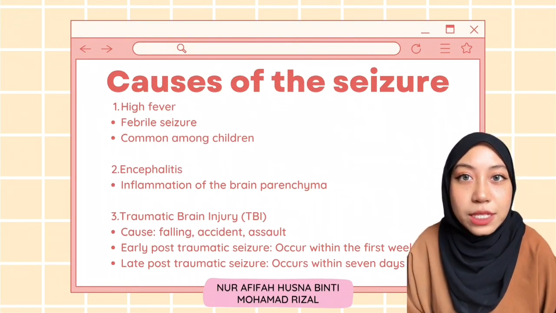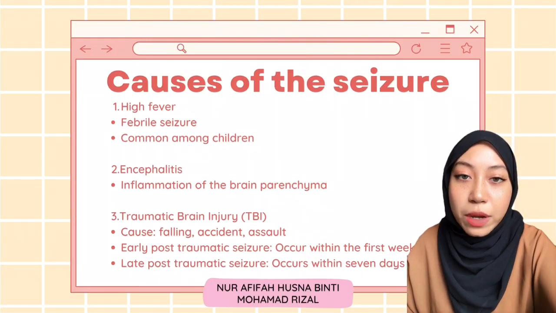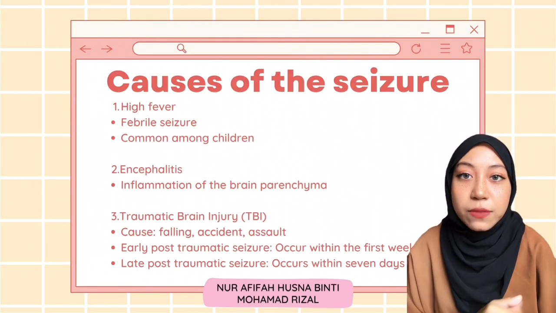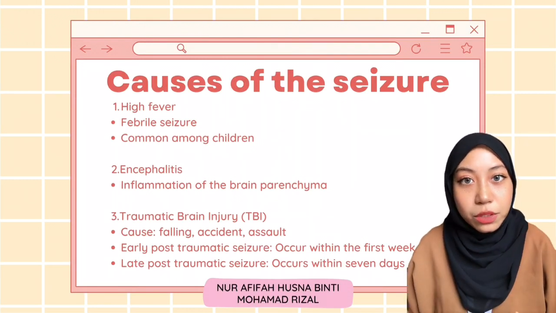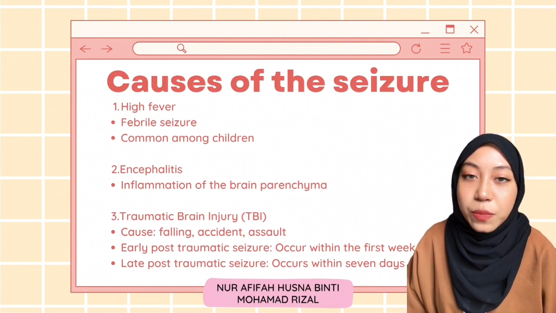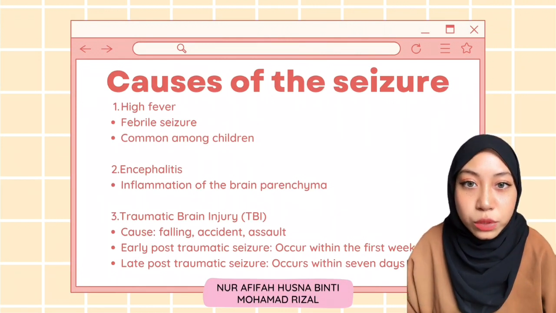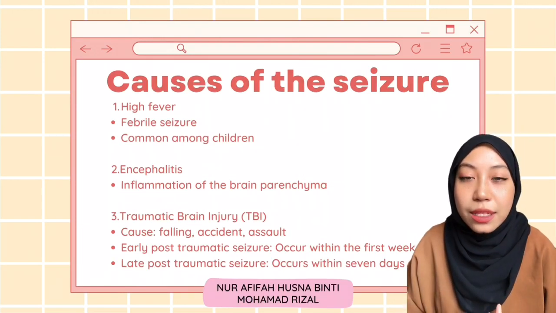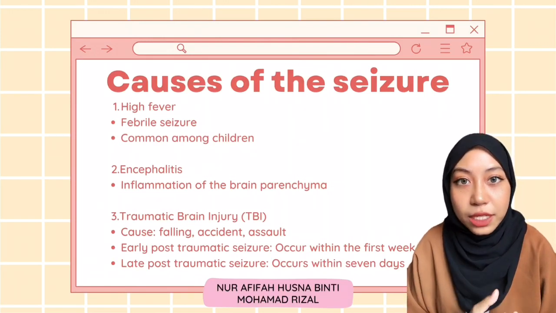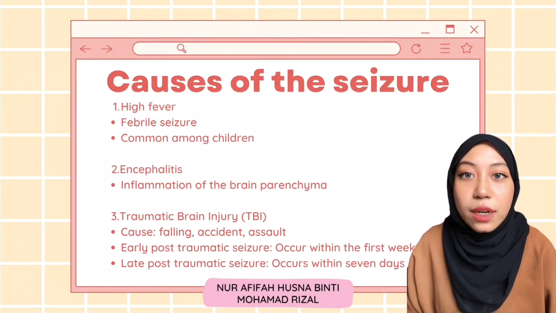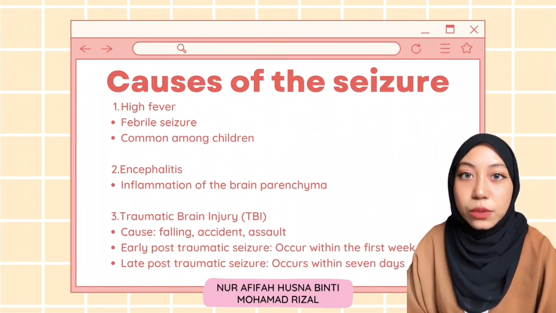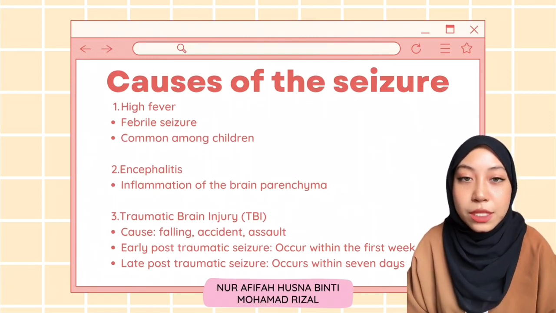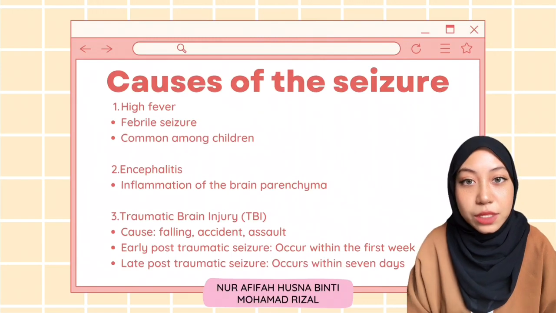Encephalitis is actually the inflammation of the parenchyma of the brain, and there are two categories of encephalitis, which are autoimmune and infectious encephalitis. TBI is one of the crucial causes of seizure. It can cause seizure at any age, and TBI is caused by either falling, accident, assault, or anything that causes injury to the head. Early post-traumatic seizure occurs within the first week, meanwhile late post-traumatic seizure occurs more than 7 days after TBI.